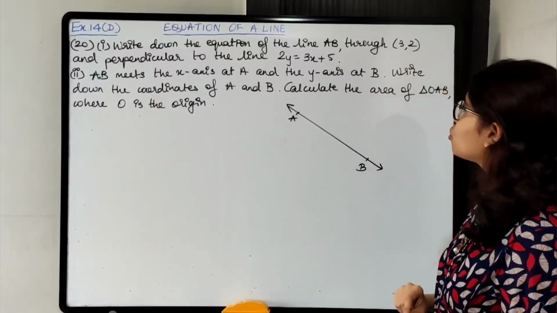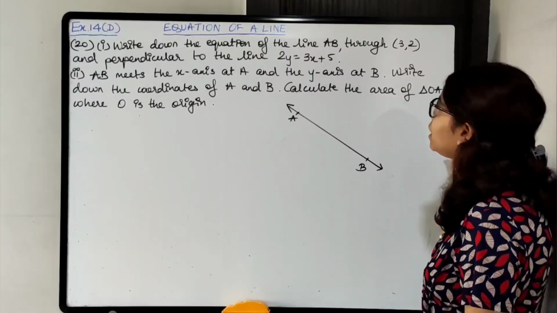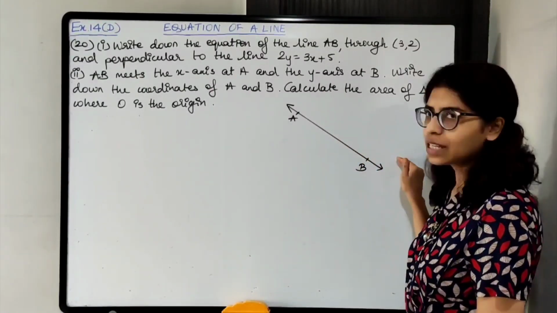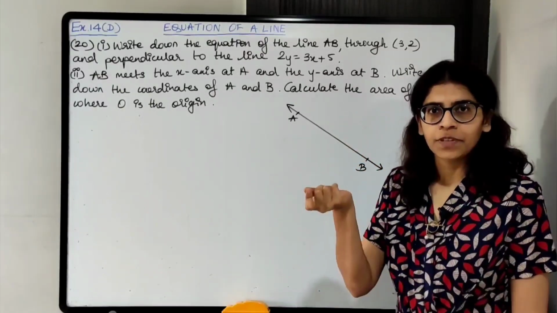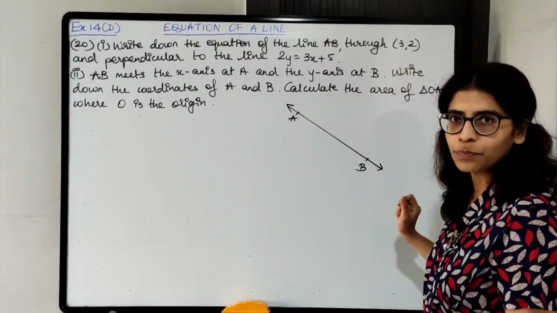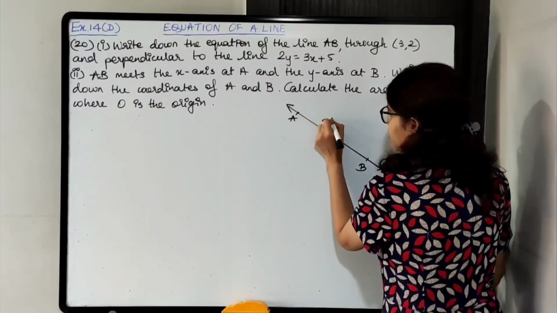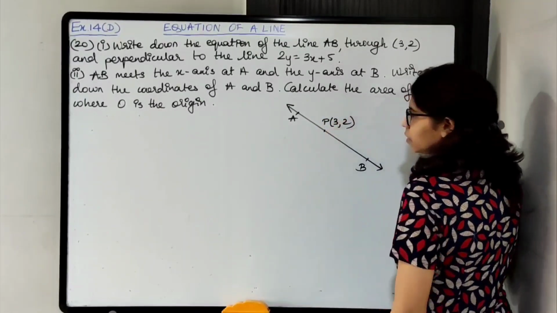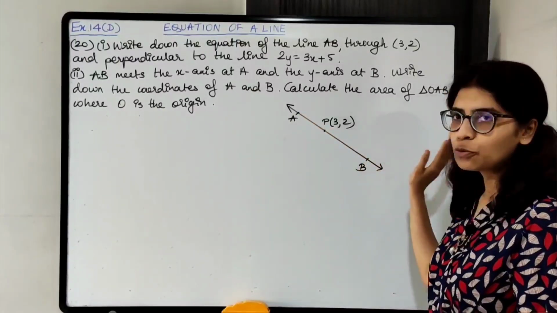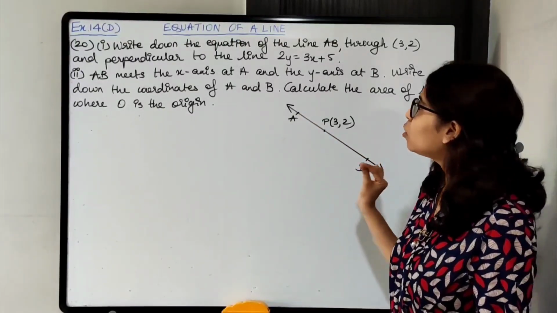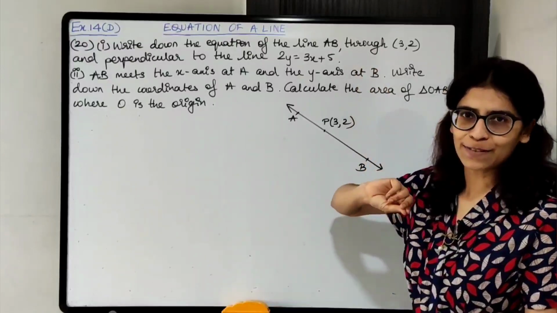We have to find the equation of the line AB through 3, 2. This line is passing through some point whose coordinates are 3, 2. So let's name the point as P. P is 3, 2. It is passing through P and perpendicular to the line 2y equals 3x plus 5.